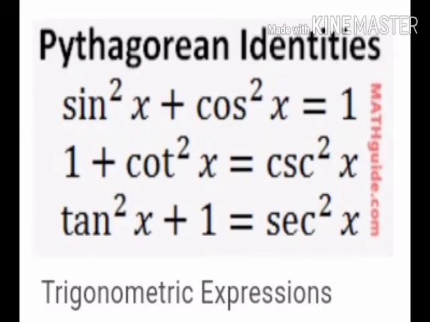Moreover, we know what trigonometric identities are, or Pythagorean identities. See these identities. Sin square x plus cos square x equal to 1. The second one is cosec square x minus cot square x equal to 1, or 1 plus cot square x equal to cosec square x. Third one, sec square x minus tan square x equal to 1, or 1 plus tan square x equal to sec square x. These are the basic trigonometric identities we learned in class 10.